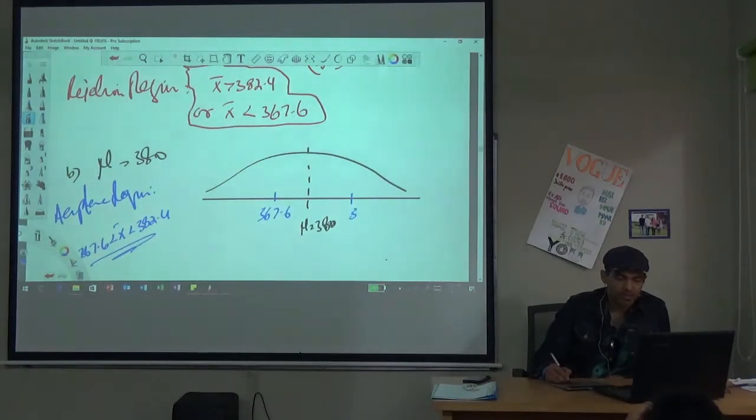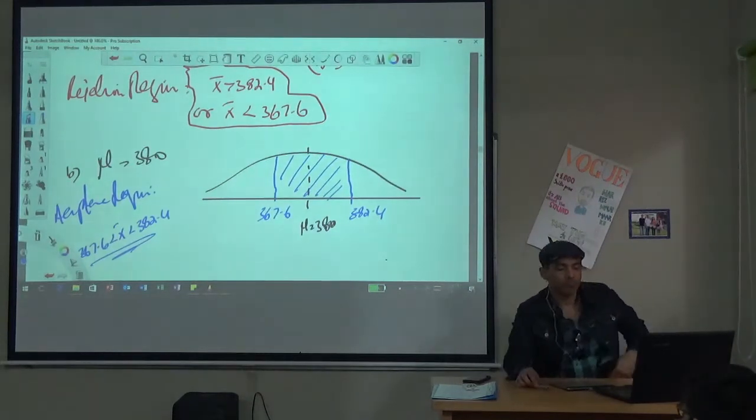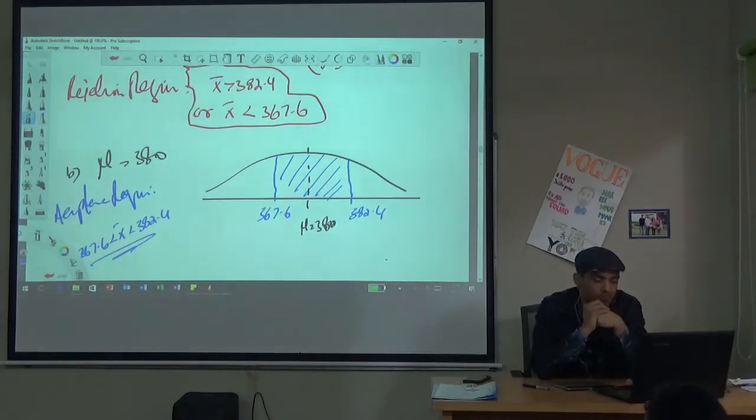So 367.6 is on the left and 382.4 is on the right. This region is your acceptance region. We need to find the probability of this region, and that would be the probability of making a type 2 error. The probability of the acceptance region based on the new mean value.